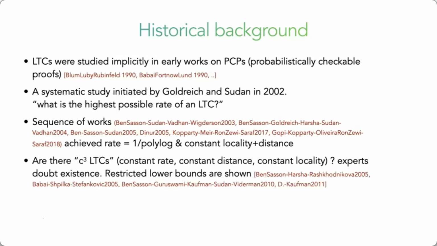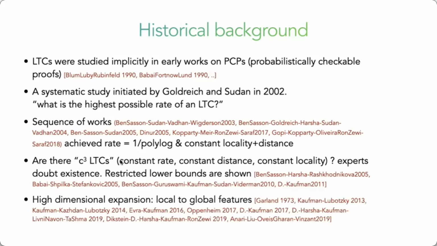And so this question emerged: are there these C3 locally testable codes that have both constant rate and constant distance, and are also testable with constant locality, meaning the tester only reads a constant number of bits out of the entire n-bit code word? At that point, experts maybe doubted the existence. Some people said that they can't exist. Even we sometimes tried to prove lower bounds. But the opinion went back and forth about this.